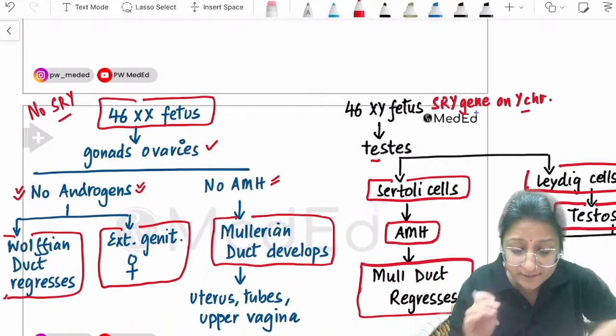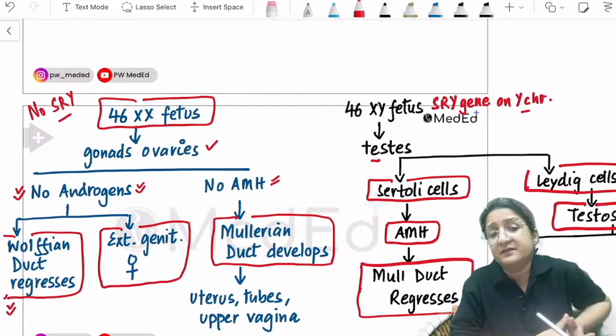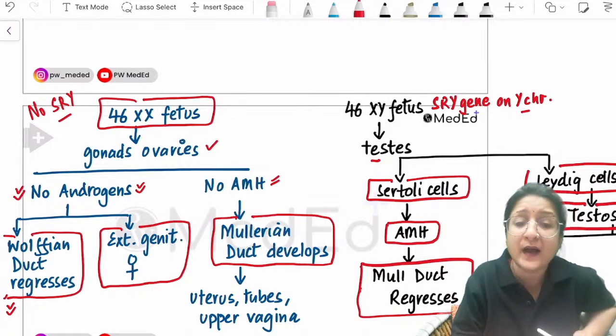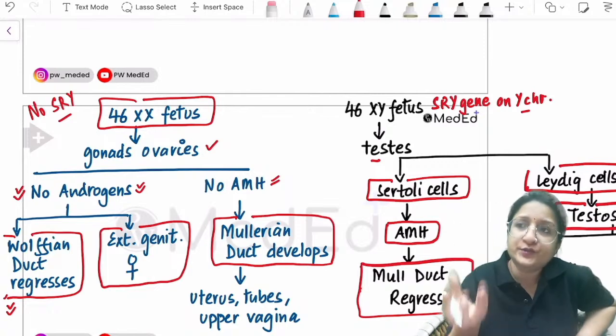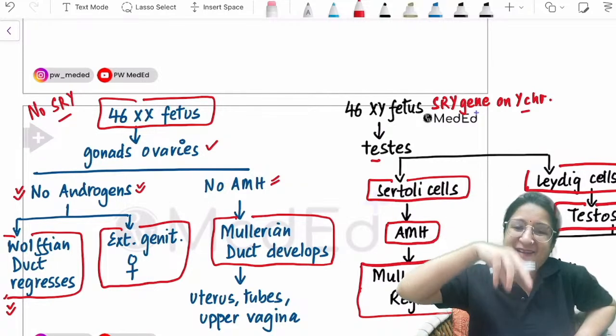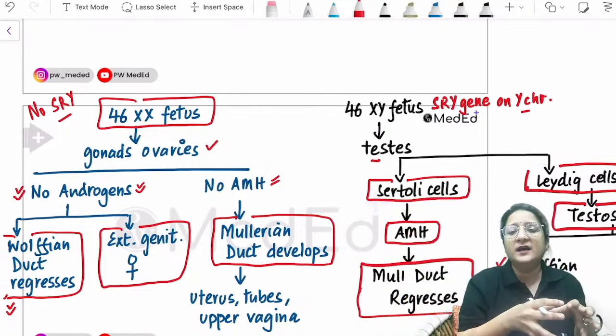Will the Wolffian duct develop? You can argue, yes, maybe. Wolffian ducts also develop, but it generally does not happen. No, it doesn't happen. Why? Because these androgens enter the fetus from the maternal systemic circulation. So from the mother, the androgens are reaching the female.